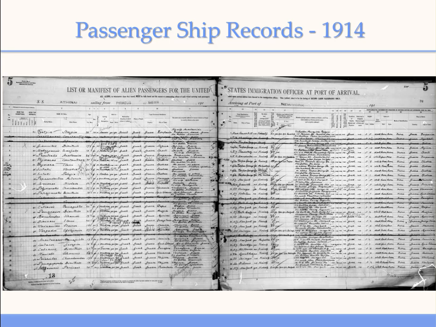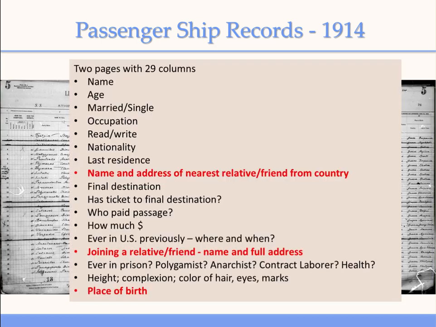Let's move ahead a few years to 1914. Look at all the additional information that's now being requested. There are 29 columns of information asked of the immigrant, including, let's look at these in red, the name and address of the nearest relative or friend from the immigrant's country, who he's joining in the U.S., the name of that individual and their full address, and, very important, their place of birth.